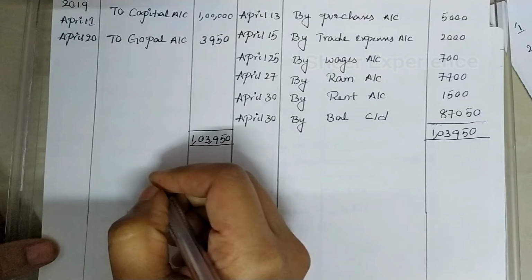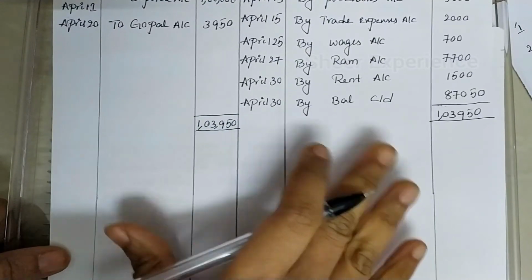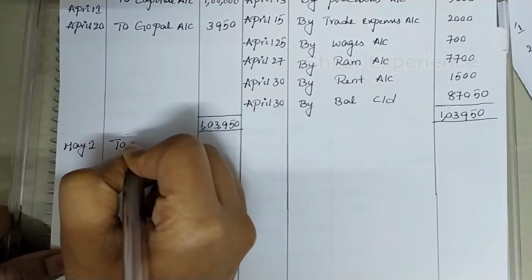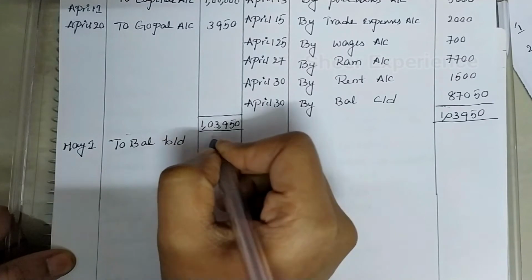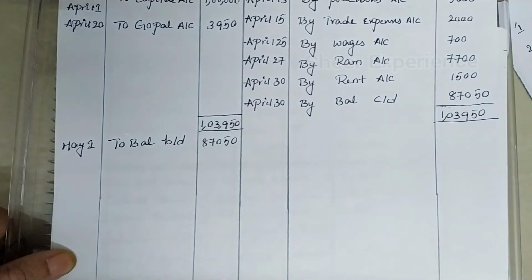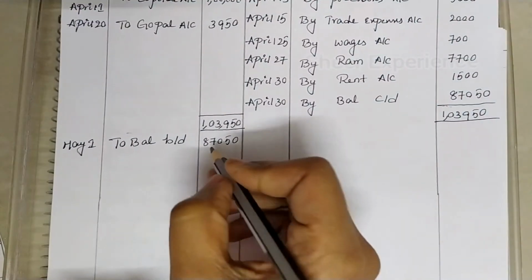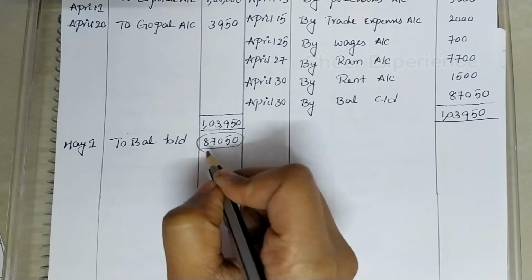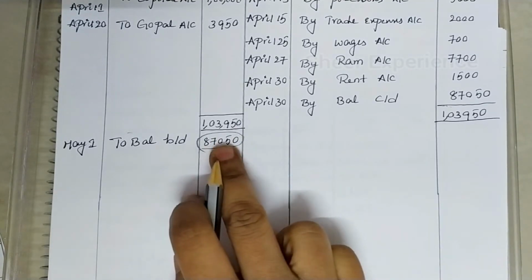We should mention the month and date, that is April 30th, in the date column and by balance carried down in the particulars column. The same amount is brought down to the next month beginning and the date is May 1st, and in the particulars column we will mention to balance brought down. We need to consider this brought down balance as cash account balance. We should always remember this point.